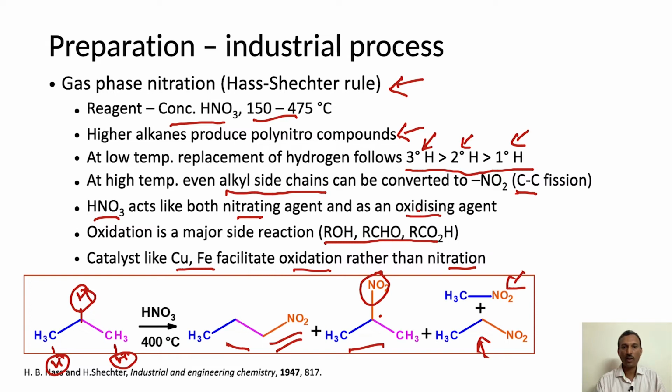All these are called the Hass-Shechter rules because they studied this nitration elaborately, and they identified how the reaction proceeds. For example, how the replacement of hydrogen takes place, where the alkyl CC bond fission happens, what the role of nitric acid is as a nitrating agent as well as an oxidizing agent, and what side products like carboxylic acids, alcohols, aldehydes, etc. are formed, and what the role of the metal catalysts, especially iron, copper, etc., is, had been studied elaborately by Hass and Shechter.